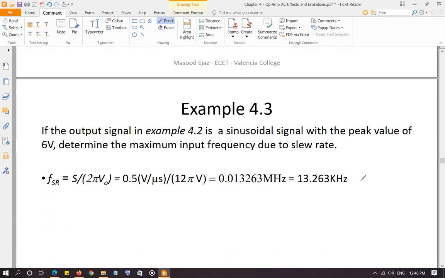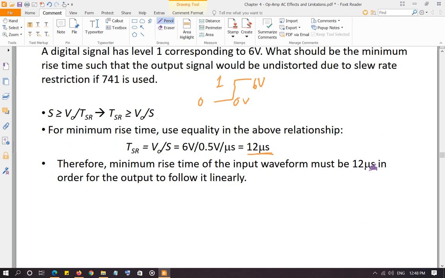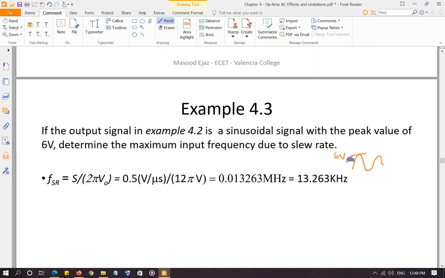Another example in which the input is a sinusoidal signal instead of a pulse, with the same value, 6 volt and negative 6 volt. And here we are asking what is the maximum frequency of the input signal such that the output can follow that. So FSR equals S over 2 pi V naught. V naught is 6 volt. So we plug in those values and it turns out that the output can follow the input maximally at 13.263 kilohertz. So if your input is 14 kilohertz, then the frequency of the output will be different from the frequency of the input. It will not be able to follow the input.